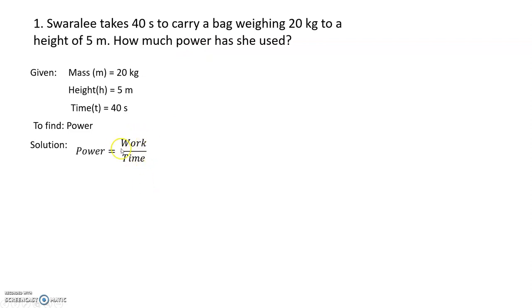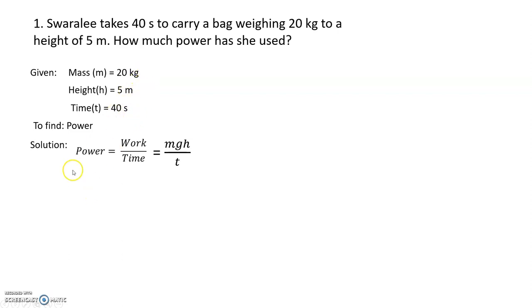Now, what is this work? Work is potential energy in this case, because it is carried to a height of 5 meters, which means it's potential energy. That means power is equal to mgh upon t. In this particular sum, mass is 20 kg, height is 5 meters, time is 40 seconds. All the units are in the MKS system, so there is absolutely no conversion.